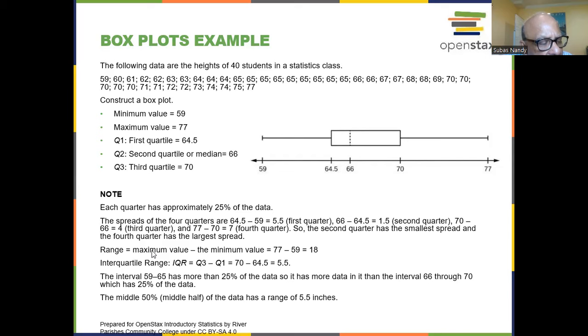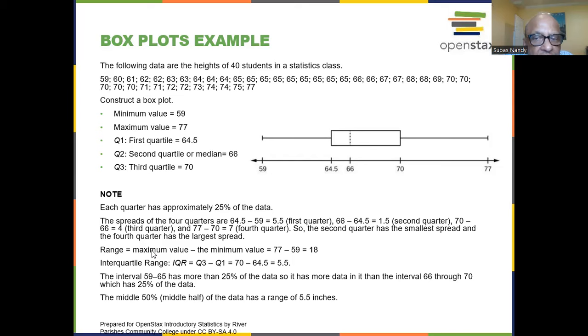Five 70s, then 71, then 72. No, 71 twice, so I have to clear this and correct it. Then 72, 72, 73, 74, 74, 75, and 77. Okay, now I have 40 numbers. So I've entered the 40 numbers in L1 of the calculator.